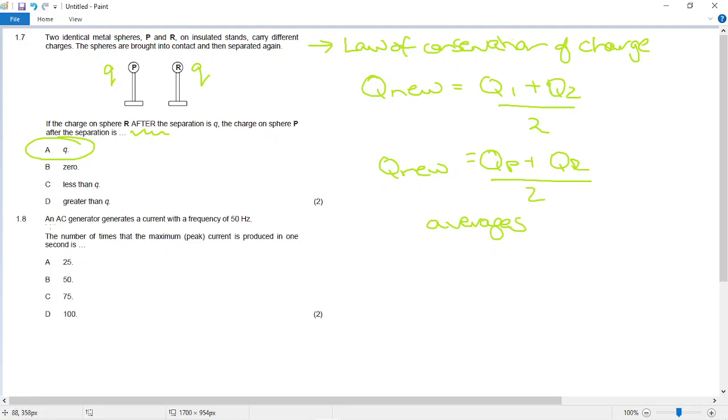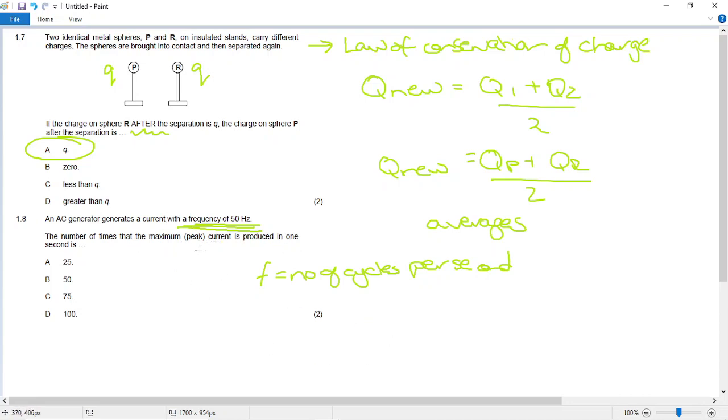Okay, this one is the electromagnetics. An AC generator generates a current with a frequency of 50 hertz. What is frequency? Frequency is the number of cycles per second, or the number of waves passing a point in a second, but with electricity it will be your cycles. Now it says to you the number of times that the peak current is produced in 1 second is.